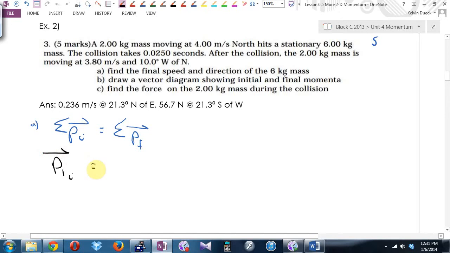Wham, they collide. After the collision, what's moving? Mass 1, mass 2, or both? Both. Stuck together or separate? I think separate. Otherwise, this would be a silly question, since they told me the speed and direction of the two. So, momentum 1 final plus momentum 2 final.